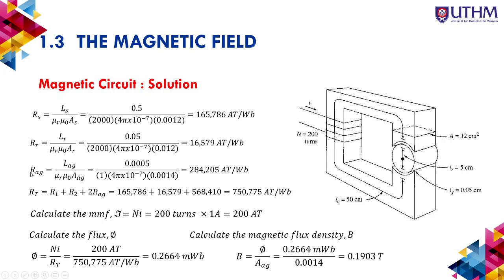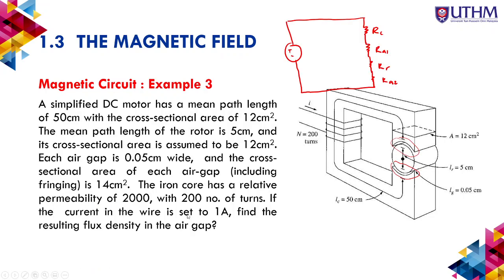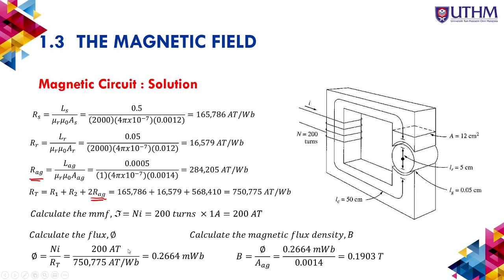They calculate 1 air gap, with the same parameters, and then times 2. Calculate the reluctances, sum up together, and you get the RT. Then they ask to find the resulting flux density in the air gap, which means B. To find B, you need the flux, which you get from the MMF and the R total. Once you get the flux, you use the air gap's area, and then you will get the value.